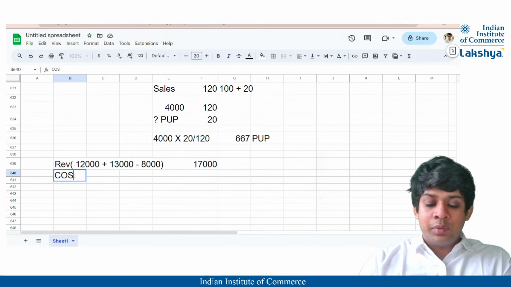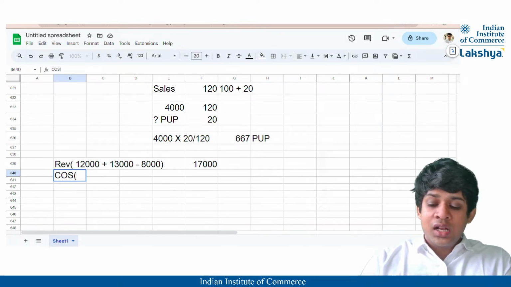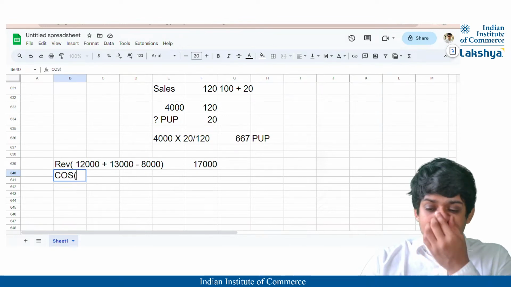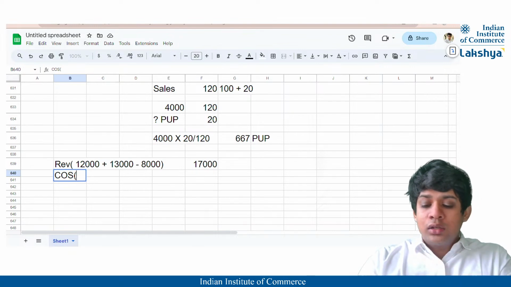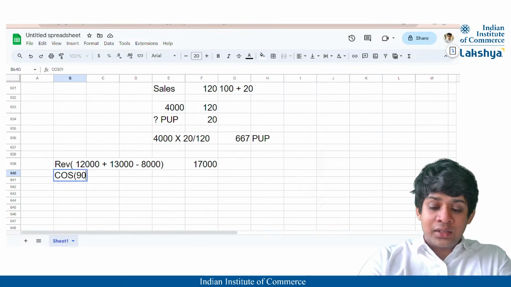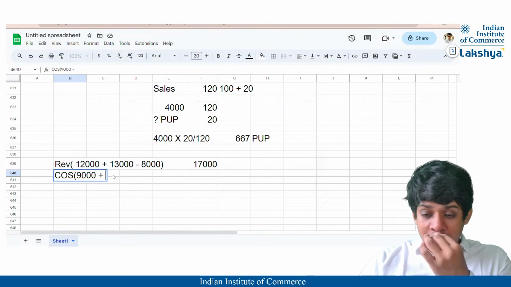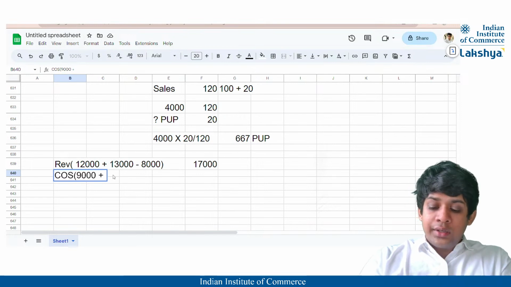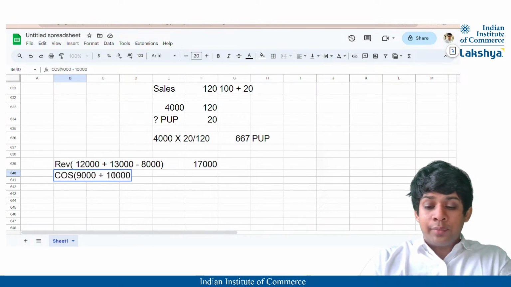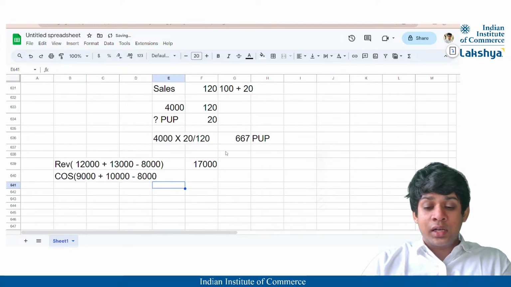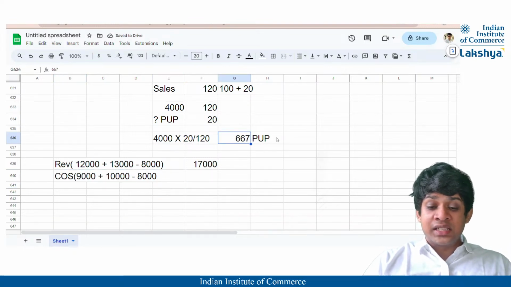Now cost of sales will be what? Say for example that the cost of sales of the parent company is maybe 9,000, plus the cost of sales of the subsidiary company is maybe 10,000. And from this, the intra-group sale of 8,000 will be removed. But to this cost of sales, since unrealized profit is there, there is an unrealized profit of 667.